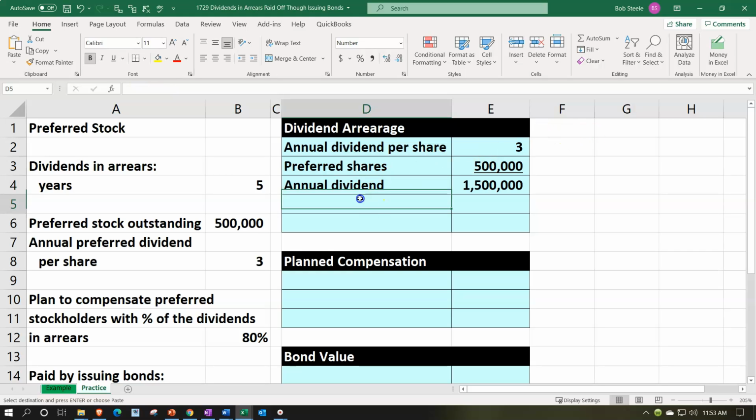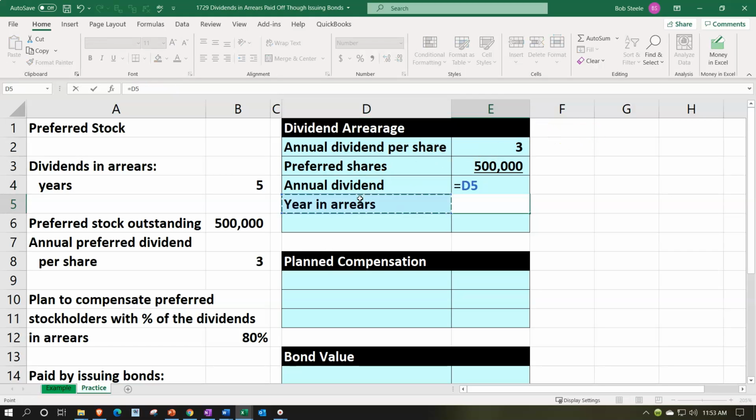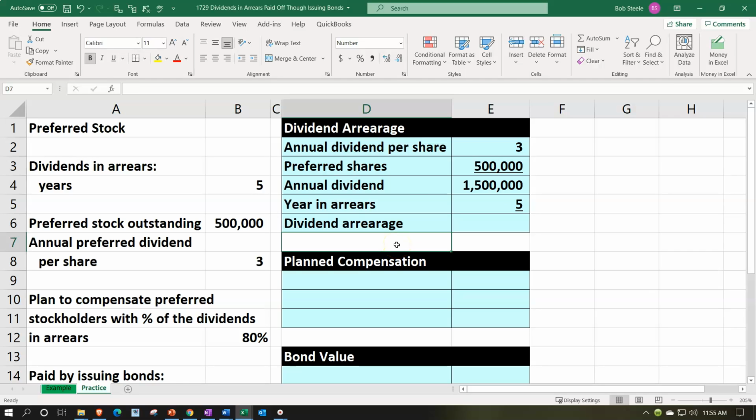We're going to say years in arrears are going to be the 5 years in arrears. So we're going to go to the Font Group and Underline, and then that's going to give us our arrearage. And you might hear that term, arrearage. I would call it dividends in arrears for 5 years, but just note you might hear that term. So we're going to say the 1,500,000 times 5, that's the dividend arrearage, and that's going to be the 7,500,000 that's going to be due for the preferred stockholders.